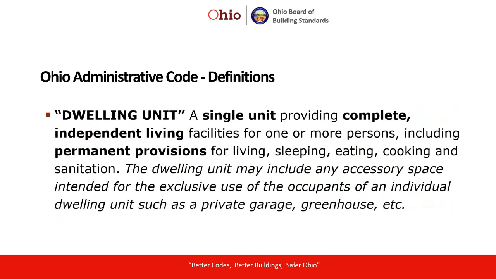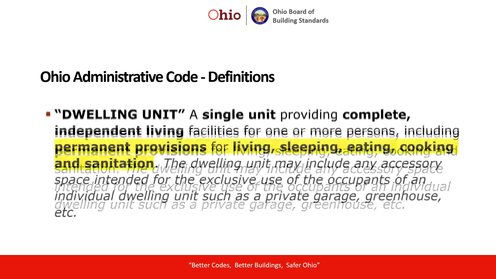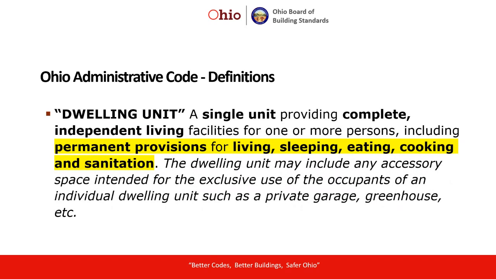The other definition is dwelling unit. So now this is the single unit that provides complete independent living facilities and has permanent provisions for living, sleeping, eating, cooking, and sanitation. So that's going to help us understand what a dwelling unit is, which is a piece that makes up a dwelling.